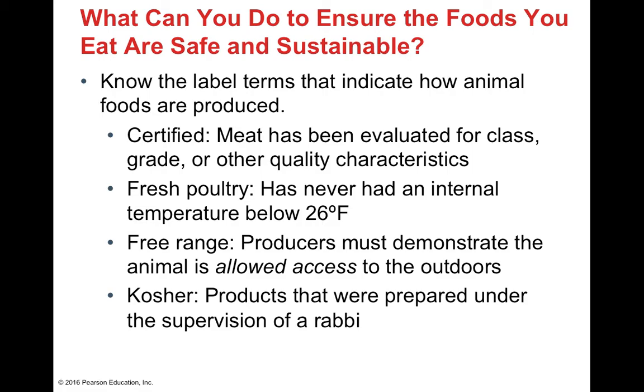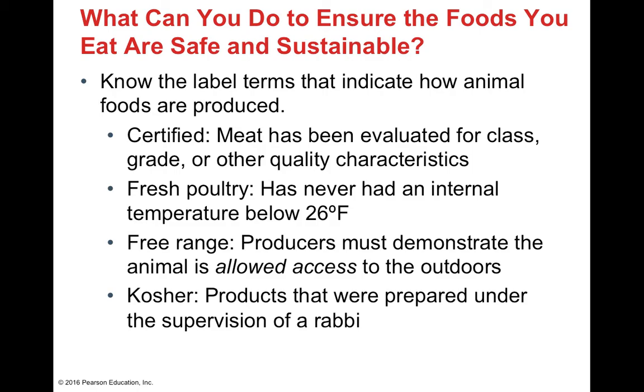It also means that we might have gone below, but we've never had an internal temperature that has gone below 26. We also have the label free range, which means that an animal is allowed access to the outdoors. Now, again, that just means it's allowed access. It doesn't mean that it has to take the access or that it's allowed access 100% of the time. But again, this is a step in the right direction.